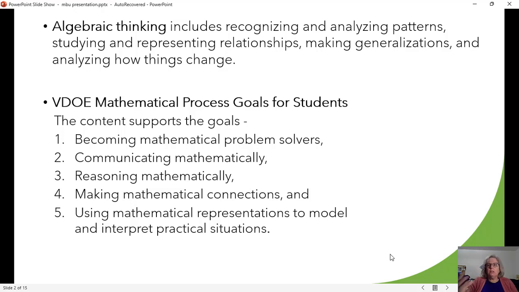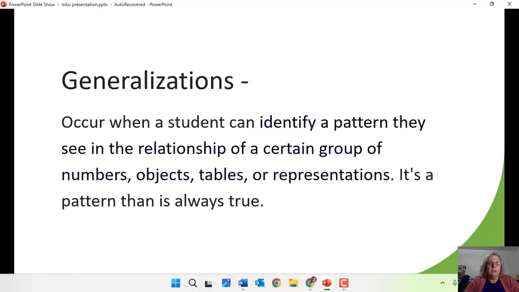So all the content we teach them, whether it's addition, solving equations, graphing, angles and measurement, all of those things support our students becoming people that can do these things. Okay, today we're going to be focusing on the 5th one, using mathematical representations to model and interpret practical situations.